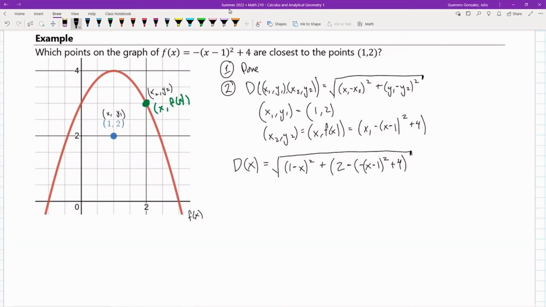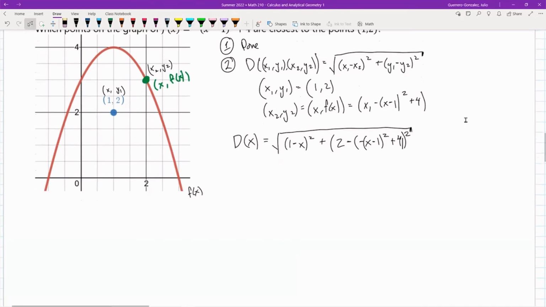Now that we have this, and I forgot a square up here, we can figure out a game plan. We need to take the derivative of this, and we are looking for the closest point. So that means we need to find the minimum here. Maximums or minimums are done by finding the critical values. So that's all we need to do. We're looking for critical values now.